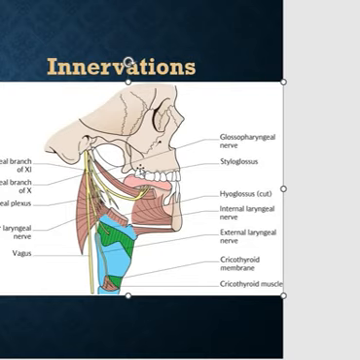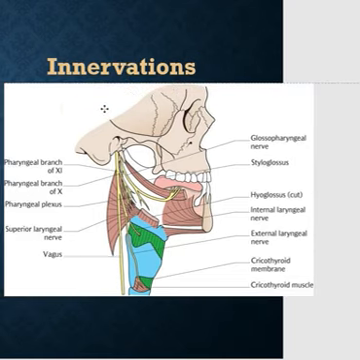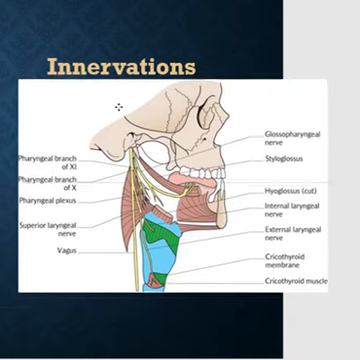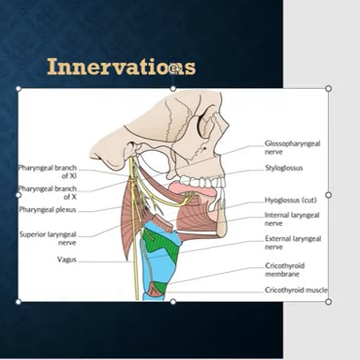Okay, I think this is it. This is not correctly placed. So you can see the pharyngeal branch of the glossopharyngeal and the pharyngeal branch of the vagus nerve.